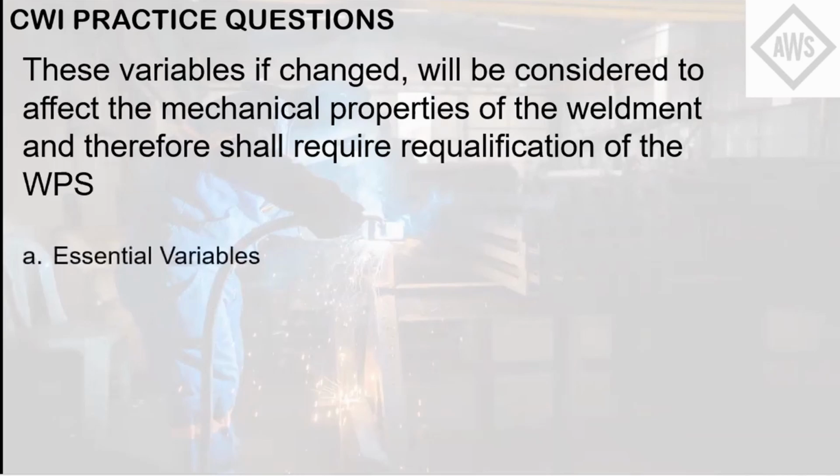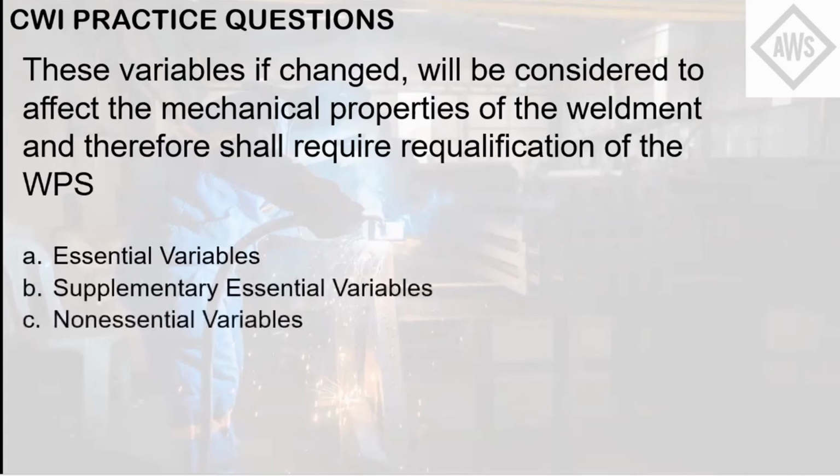Letter A, essential variables. Letter B, supplementary essential variables. Letter C, non-essential variables. Letter D, none of the above. So the answer here is if the variables will affect the mechanical properties of the weld and base metal, it is called the essential variable.